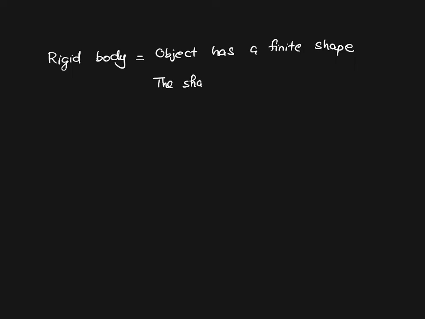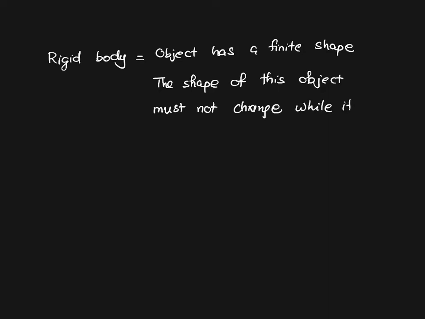Now we want to find the center of mass of a rigid body. So what is a rigid body? A rigid body is an object that has a finite shape, and importantly, the shape of this object must not change while it is moving.